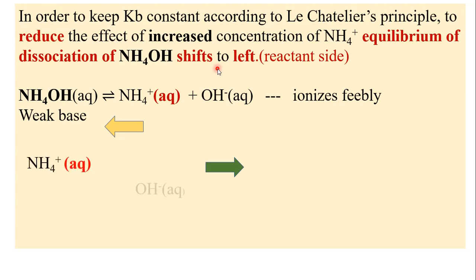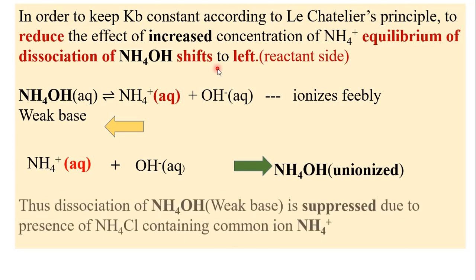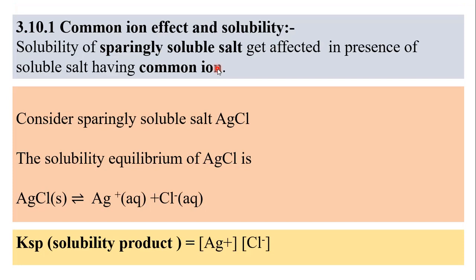and the NH4 ions react with OH ions in the solution and form undissociated or unionized molecules of NH4OH. Thus the dissociation of the weak base, that is NH4OH, is suppressed due to the presence of ammonium chloride, which contains the common ion NH4 ions. So the common ion effect also affects the solubility of a sparingly soluble salt.